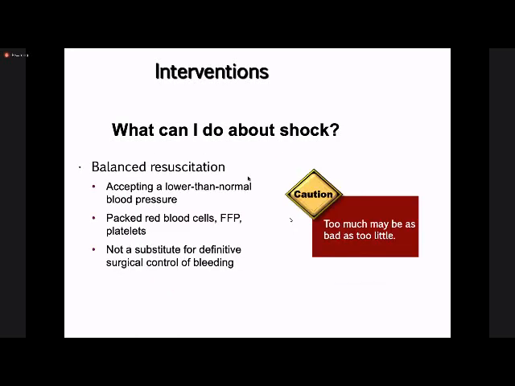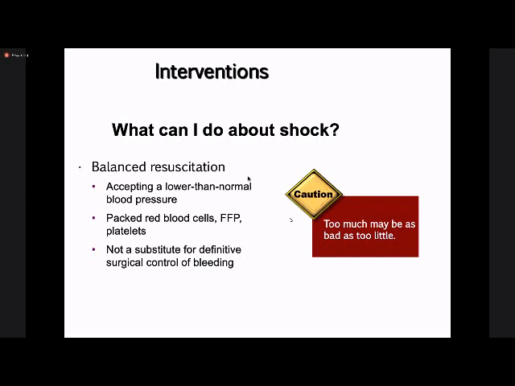Right. So balanced resuscitation, just know the concept, accepting a lower than normal blood pressure. For a normal adult, we say the blood pressure should be 120/80. But in a patient who is brought after trauma, a systolic blood pressure of 90 is more than enough. That will ensure the organs are adequately perfused. At the same time, it will minimize the risk of bleeding further.